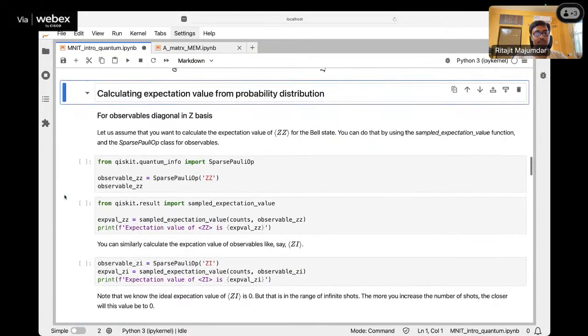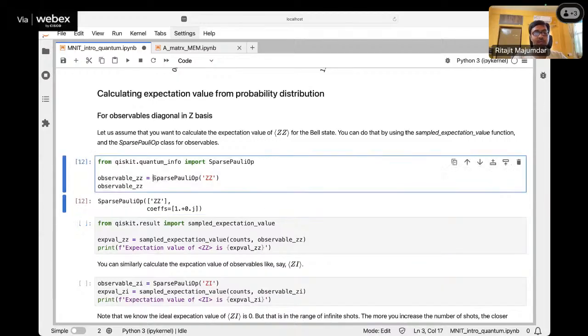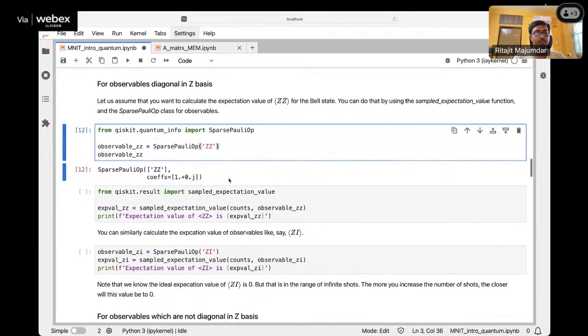So let's do that. I have selected my observable to be ZZ for this case, which means that I am measuring the spin along the Z direction for both the qubits. So I prepare my observable. The observable is prepared by calling this parse Pauli op from qiskit.quantum_info, and I am just passing it what I want to measure.